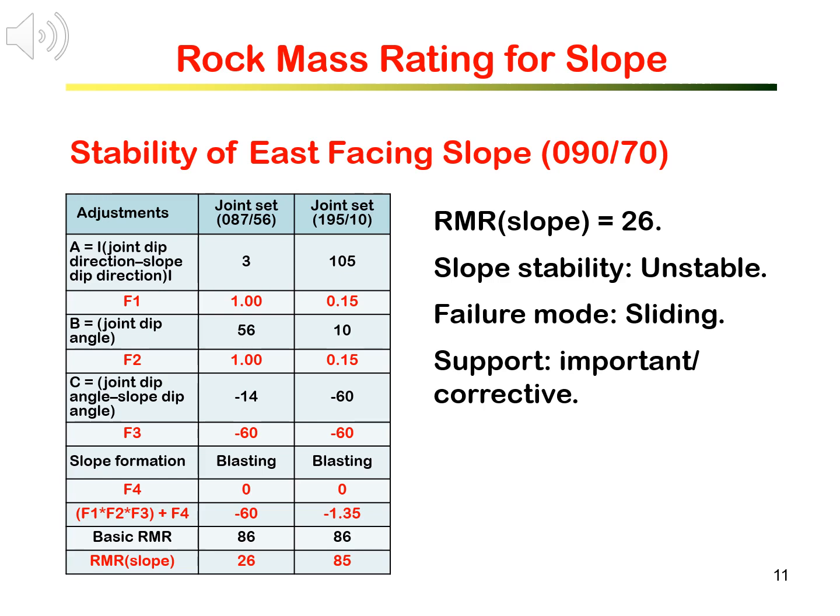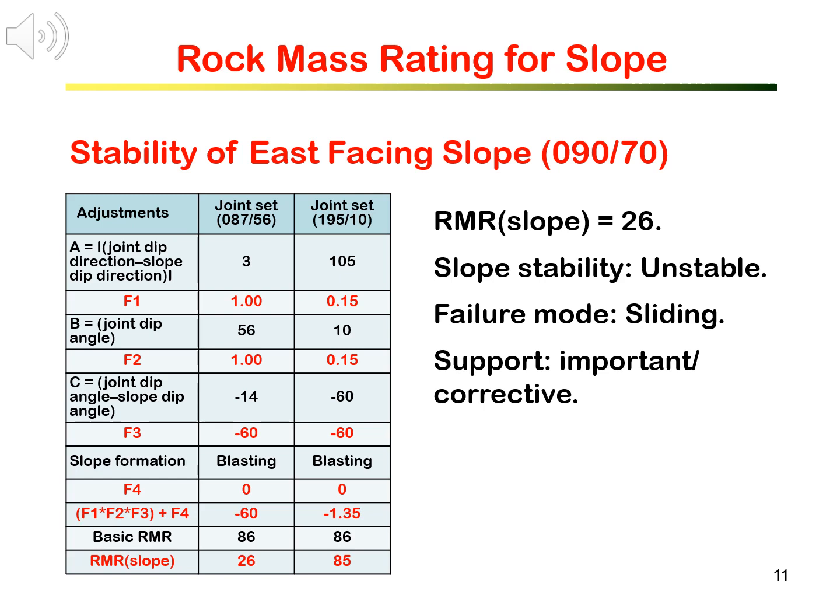For the first joint set, which is 087 and 56, A is on the direction, and it is 87 minus 90, which gives the absolute value of 3. F1 therefore is equal to 1. Joint dip angle is 56 in row B. Therefore, F2 is 1.